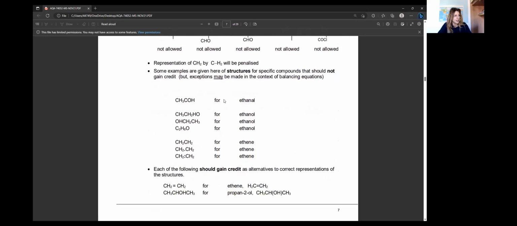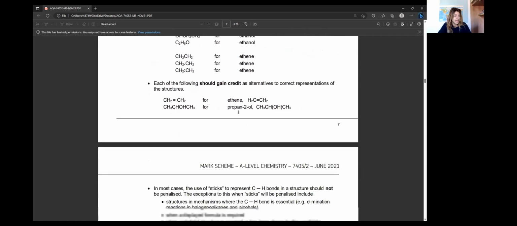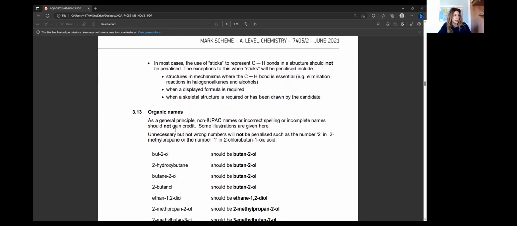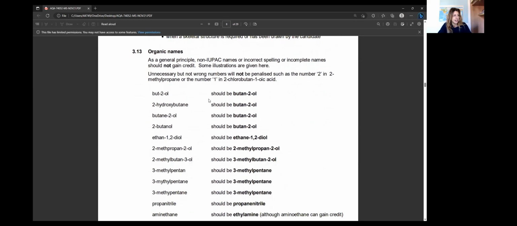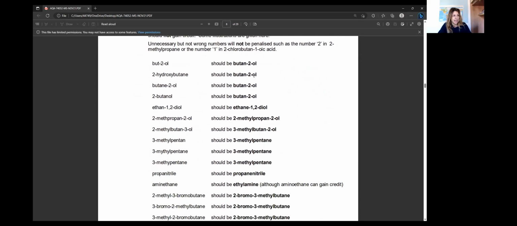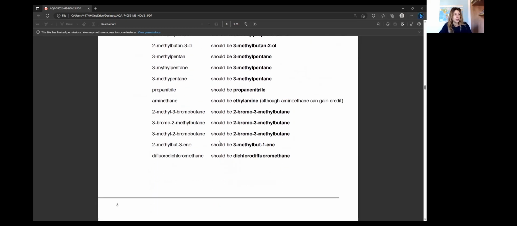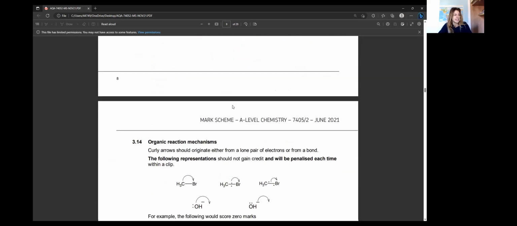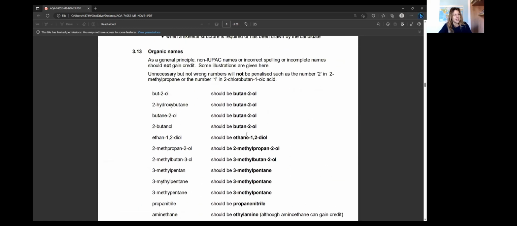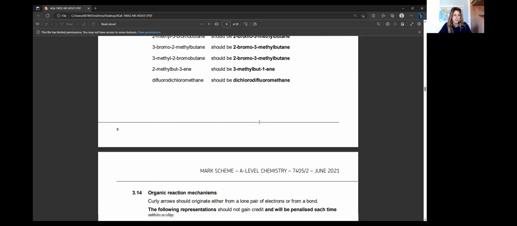Then you would have some examples of structures and naming. In fact, there is a big list here of the organic names that are allowed. I think it's good to look through it to understand what type of naming is required, and so it could also be a good revision for organic names.